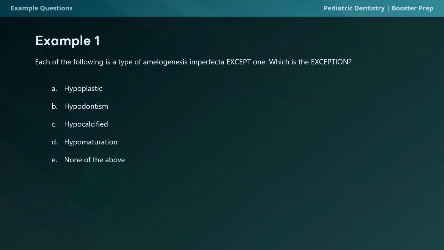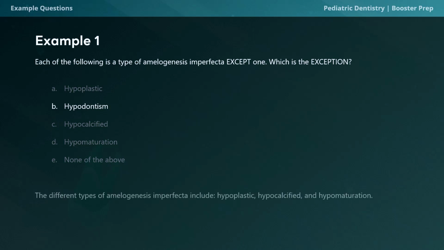So now that we've discussed these, let's talk about some questions. Let's start with example 1. Each of the following is a type of amelogenesis imperfecta except one. Which is the exception? Go ahead and feel free to pause and think about this question. The correct answer is option B, hypodontism. This is not a type of amelogenesis imperfecta. The different types of amelogenesis imperfecta include hypoplastic, hypocalcification, and hypomaturation. Let's move on to the next question.